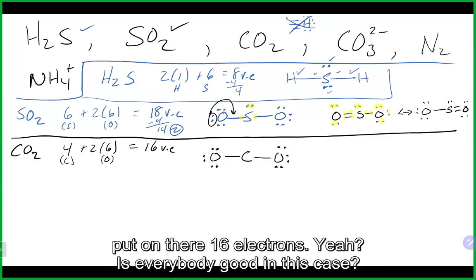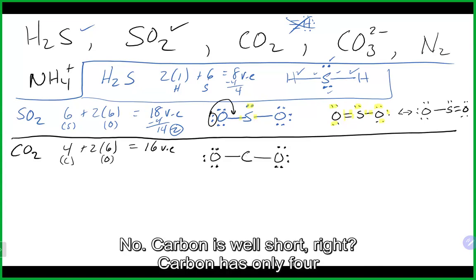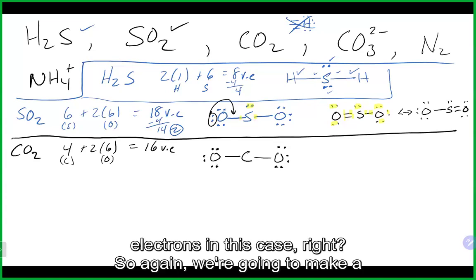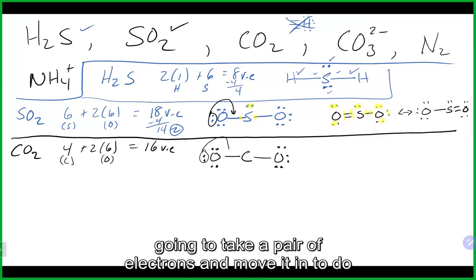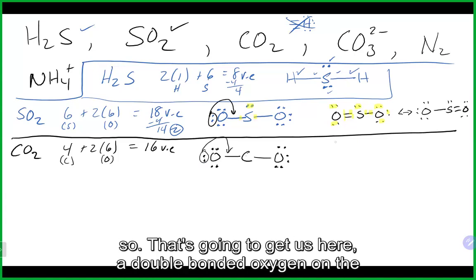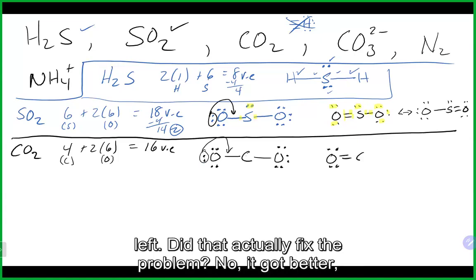At this point, I put on there 16 electrons, yeah? Is everybody good in this case? No, carbon is well short, right? Carbon has only four electrons in this case. So again, we're going to make a double bond. It doesn't matter which one you choose. We're going to take a pair of electrons and move it in to do so. That's going to get us here a double bonded oxygen on the left.